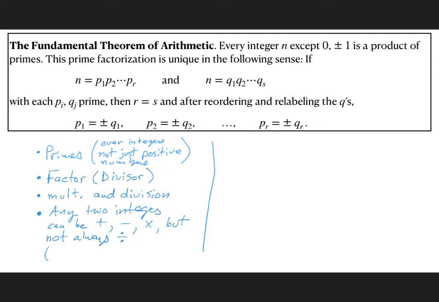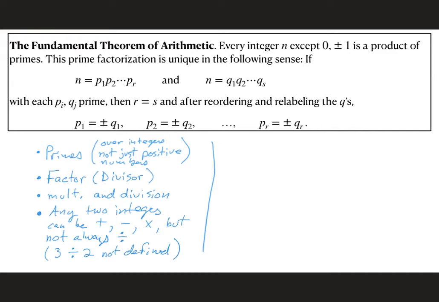For example, if we take 3 and divide by 2, that is not an integer, right? We have to introduce fractions and rational numbers, things like that. But if we're just working over the integers, something like this is not defined in the integers. So we have to be a little careful about how we work with division.